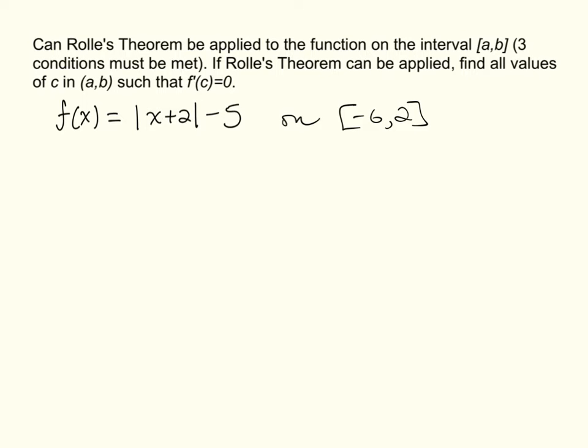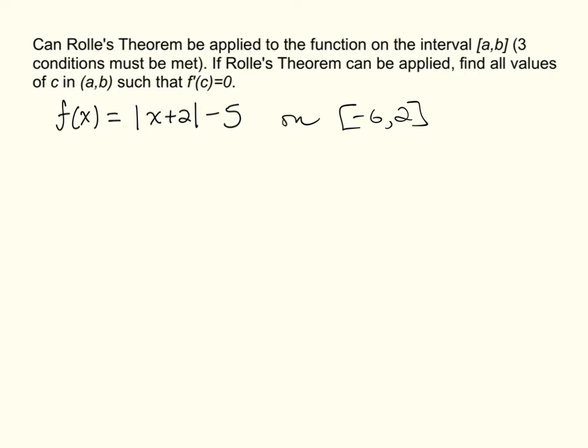Can Rolle's theorem be applied to the function on the interval [a, b], given here? Three conditions must be met. If Rolle's theorem can be applied, find all the values of c in the open interval (a, b) such that f prime of c equals 0. The function is f of x equals the absolute value of the quantity x plus 2, minus 5. The interval is -6 to 2.